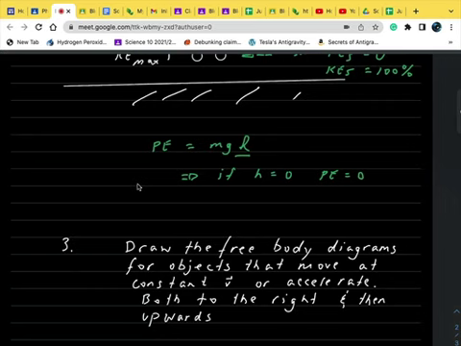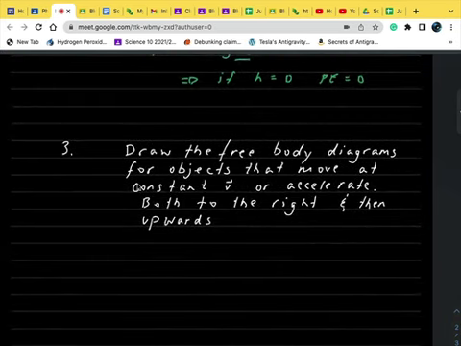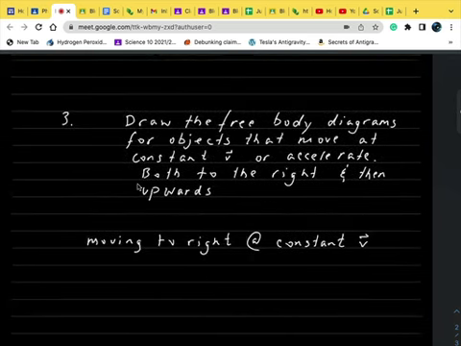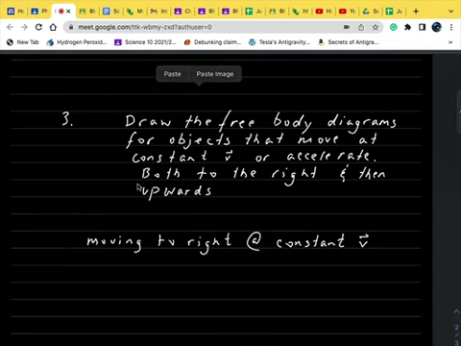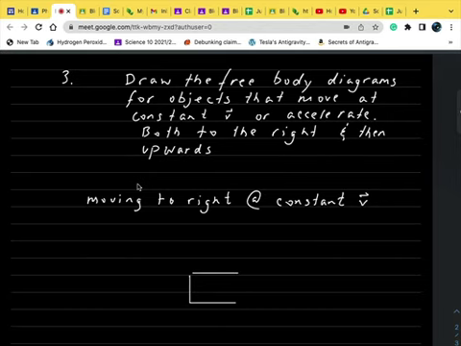We'll just draw the free body diagram. Okay, so for sideways motion, let's say moving to the right at constant velocity. Okay, why don't you do that? Draw the diagram moving to the right. I'll just draw for you a little rectangle.